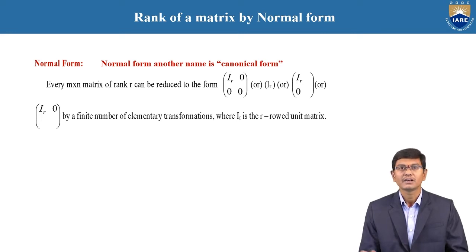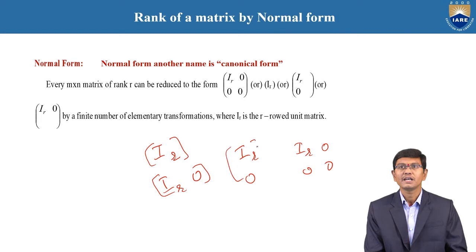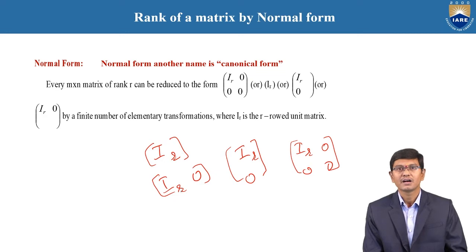Either the matrix is in the form of IR, otherwise [IR 0], [IR 0; 0 0], or [IR; 0]. These are the four different types of standard normal forms. Here IR is nothing but the unit matrix of order R. If it is I2, the rank of the matrix is 2. If R is equal to 3, the rank of the matrix is 3. For example, R is equal to 4, the rank of the matrix is 4.